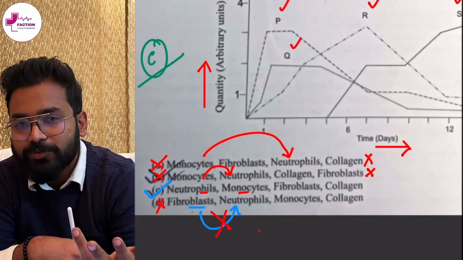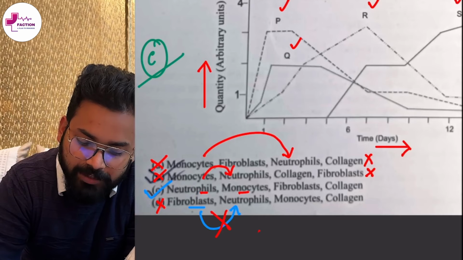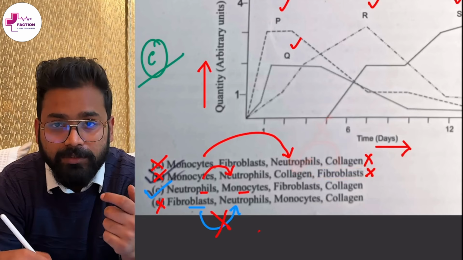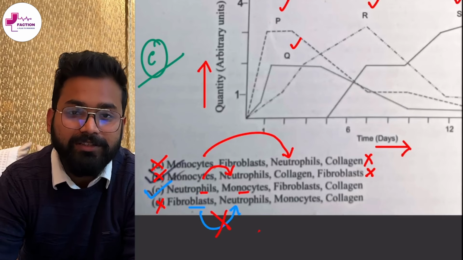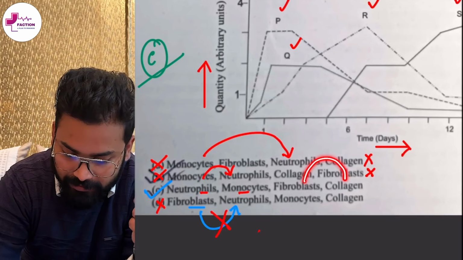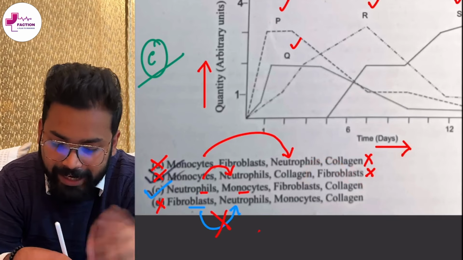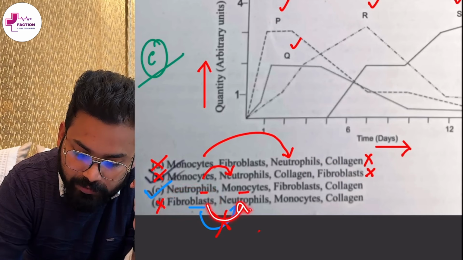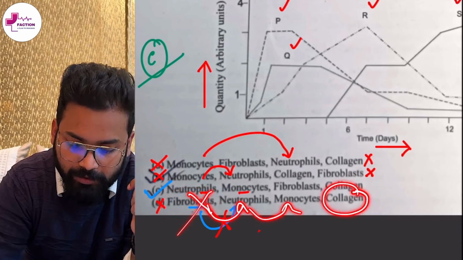I am telling this from a student's point of view. Then in this option, fibroblast comes at the end, and before fibroblast they gave collagen. Not possible. Where would the collagen come from if fibroblast was not there? In the third option, you can see collagen right after fibroblast. And in the last option, they gave fibroblast first, and after that neutrophil, monocyte, and then collagen. So we can also discard that.